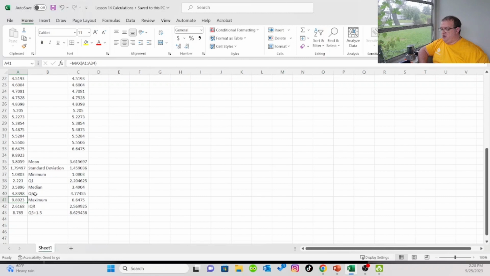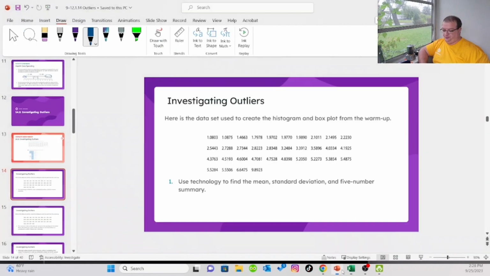Then I subtracted Q3 minus Q1, and I found the IQR. And here I took the Q3 value, I added 1.5 times IQR, and I got 8.765. So those would be our mean, our standard deviation, and our 5-number summary.